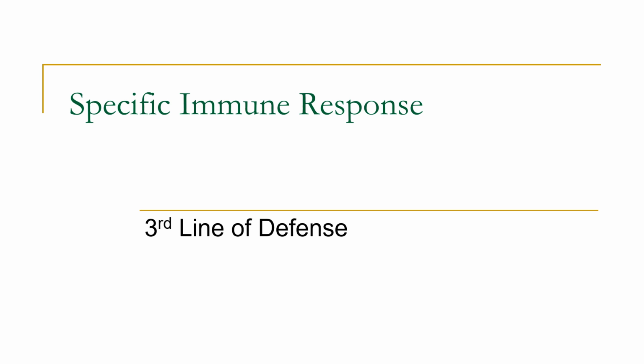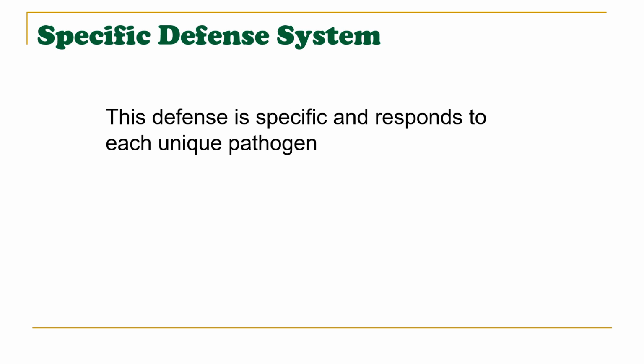Now back to the immune response system. So we're talking about the third line of defense, which is tailor-made to a specific pathogen. The specific defense system is specific, meaning that it responds to each unique pathogen. You have specific cells in your body that are designed to fight anything you could ever possibly encounter, including cells that are specifically designed to fight COVID-19. You just have to find the right cells in your body that can recognize that pathogen and then attack it.